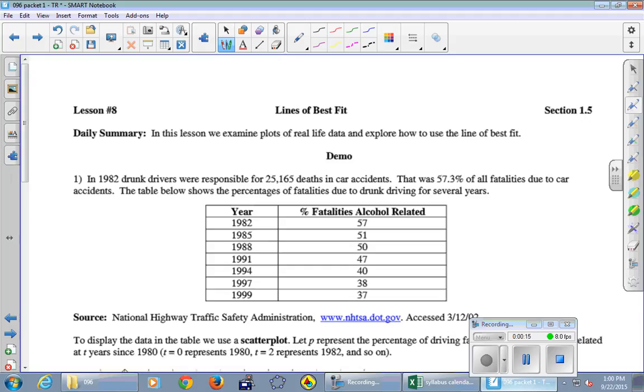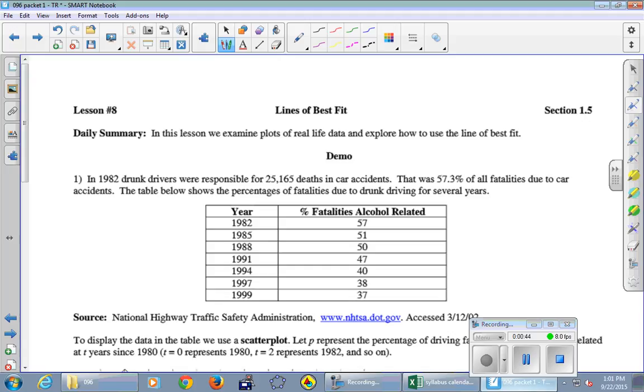With apologies, this first example is rather morbid, but the data is accurate. In 1982, drunk drivers were responsible for 25,165 deaths in car accidents. That was 57.3% of all fatalities due to car accidents. Said another way, 57% of all the fatalities due to car accidents were due to drunk driving. The other 43% of fatalities in car accidents were due to other reasons, not drunk driving.